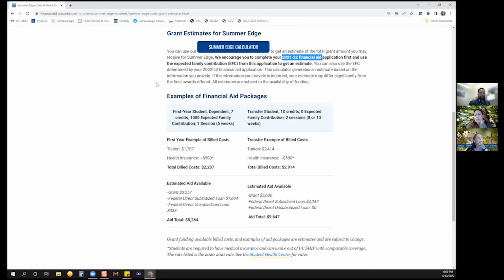Okay, so just so everybody understands that, basically the financial aid for Summer Edge is based on the 21-22. So you have to apply for financial aid for this year, and you would have to apply for financial aid for next year, too. Correct. Yes. Okay.